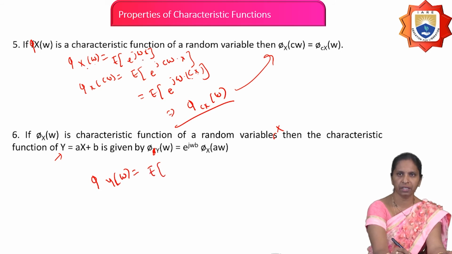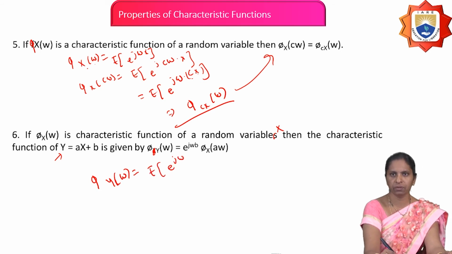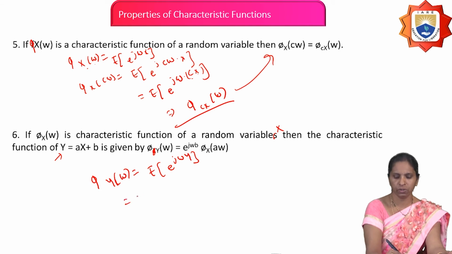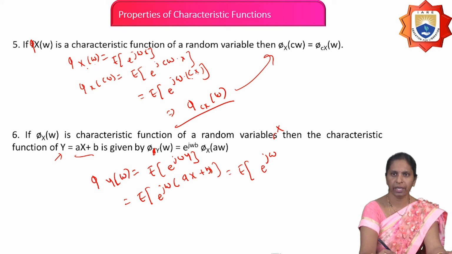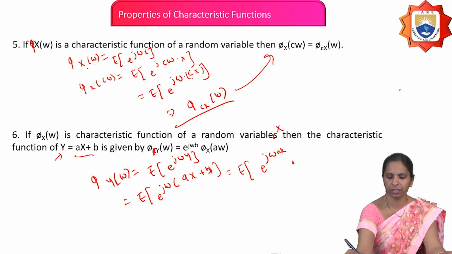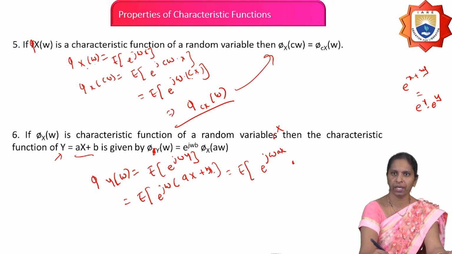If it is x, I am writing here x. If it is y, write down it as y. Then that equals the expectation of e power j omega into y, where y equals ax plus b, because they are given y equals ax plus b. That equals the expectation of e power j omega into ax into e power j omega b, since e power x plus y is equal to e power x into e power y.